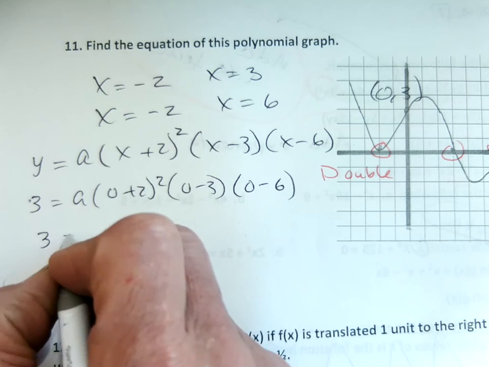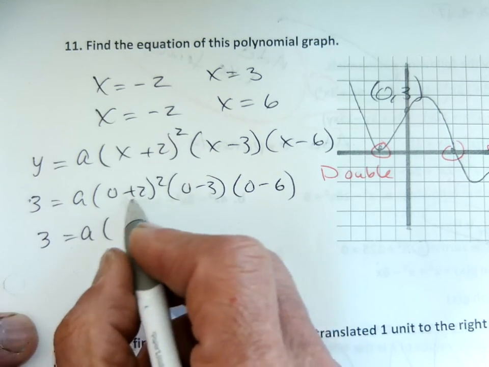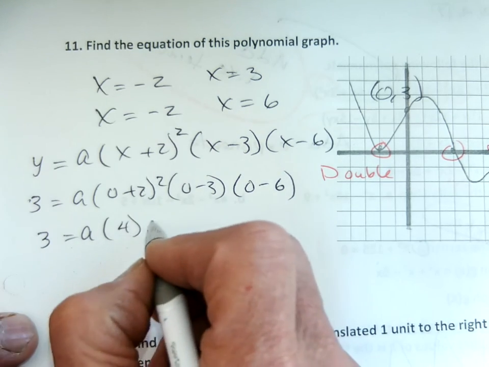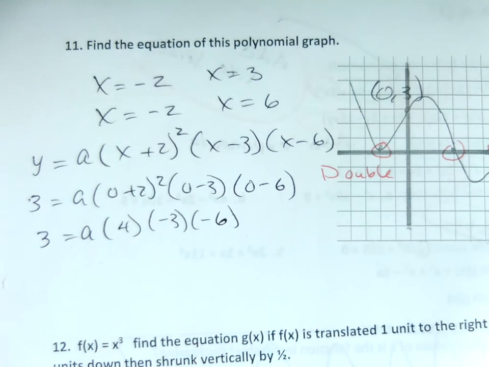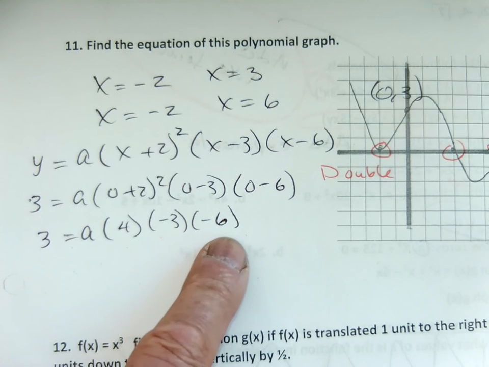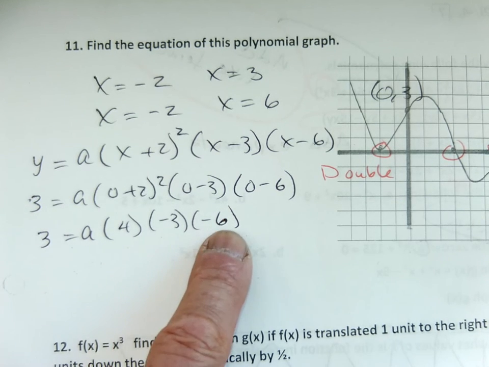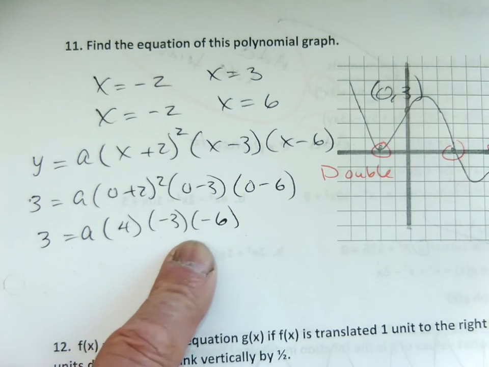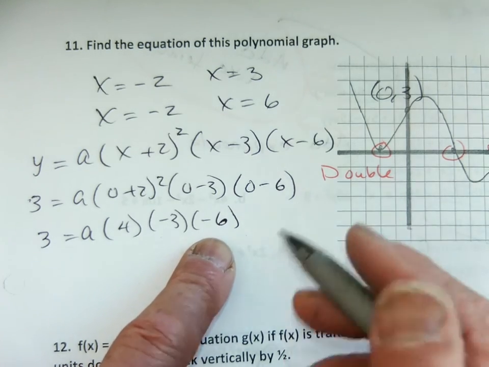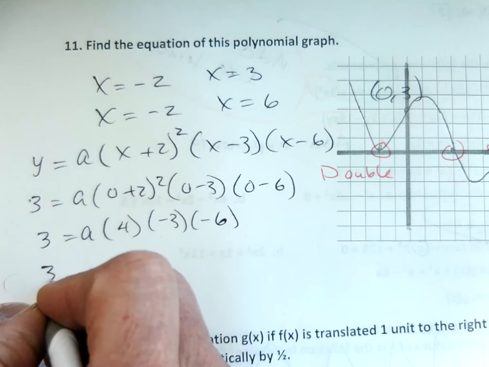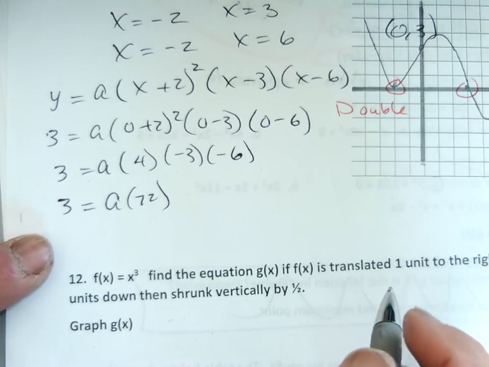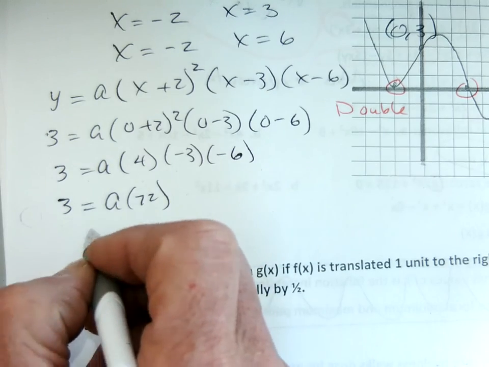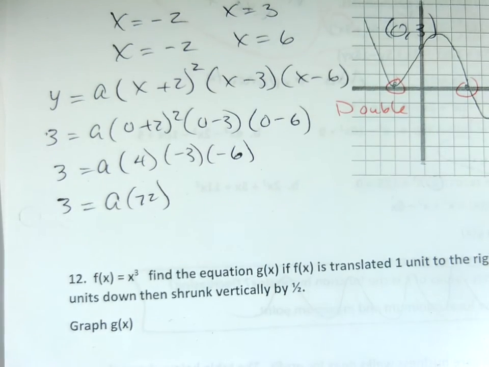I'll have 3 equals a times, let's see, that's 4 times -3 times -6. 12 times 6 is 72. 3 equals a times 72. Divide by 72.